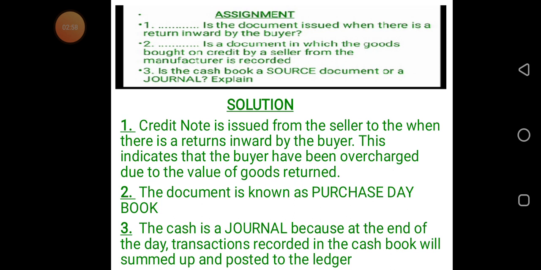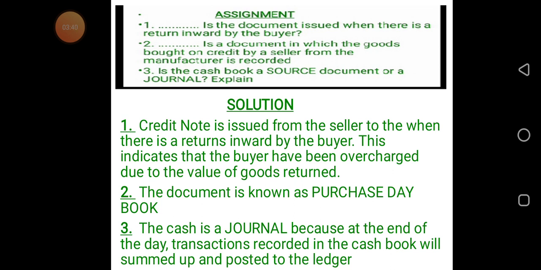And thirdly, the cash book is a journal. The cash book is a journal because at the end of the day, transactions recorded in the cash book will be summed up and posted to the ledger. So in this case, the cash book is not a source document. It's a journal because from it we extract the balances to the general ledger at the end of the day. That's why we call it a journal, not a source document.